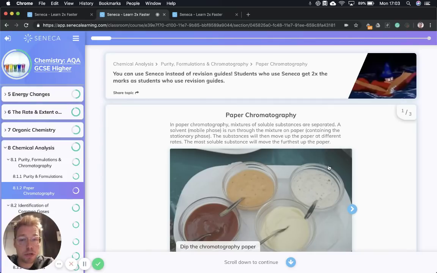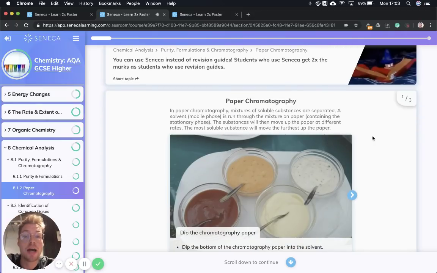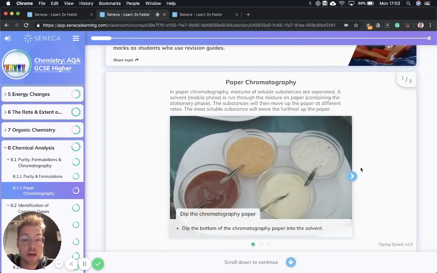riot. In paper chromatography, mixtures of soluble substances are separated. A solvent, the mobile phase, is run through the mixture on paper containing the stationary phase. The substances will then move up the paper at different rates. The most soluble substances will move the furthest up the paper.